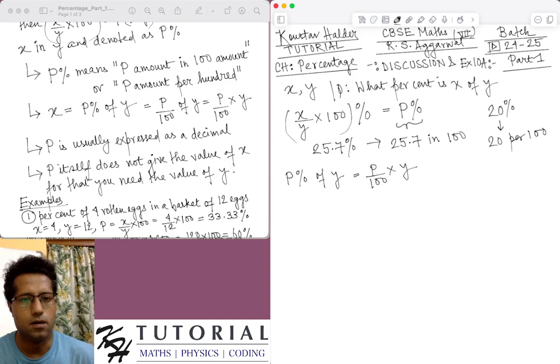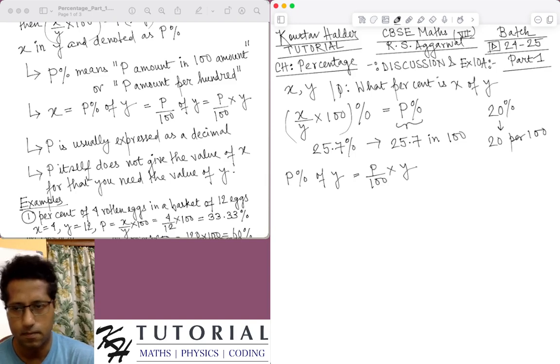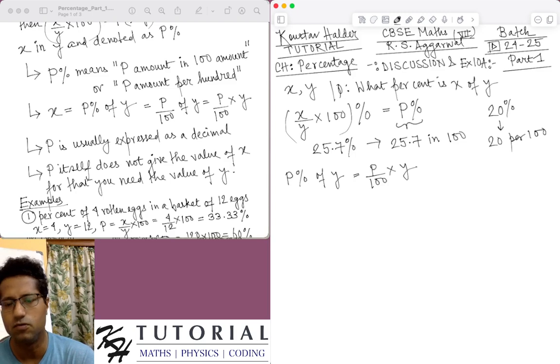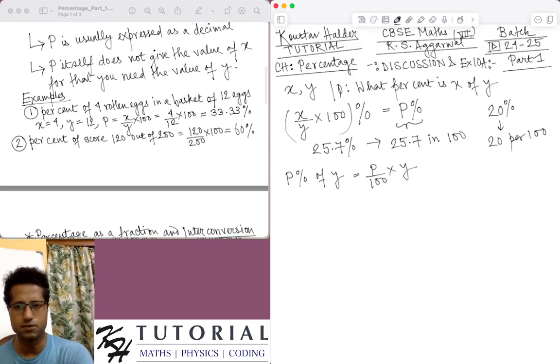Now p itself does not give the value of x. For that you need to have the value of y. So the percentage itself does not tell you anything about x and y, but obviously the percentage has been calculated from some x and y. So if you know y from the percentage p, you can calculate x, or if you know x from the percentage, you can also calculate y. So some examples are given. If you see the notes, some examples of percentage are given.